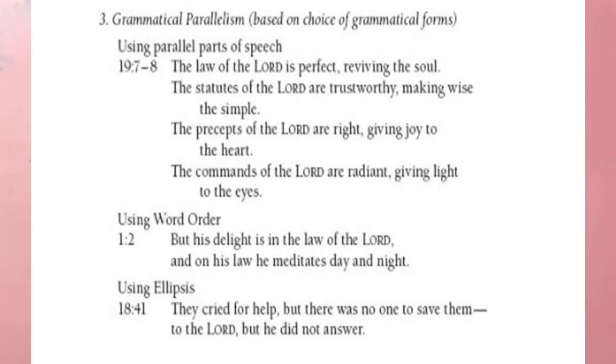Another kind of parallelism is grammatical parallelism. It is based on the choice of grammatical forms. The first example is using the parallel parts of speech. Psalms 19 verse 7 and 8 is an example for that.